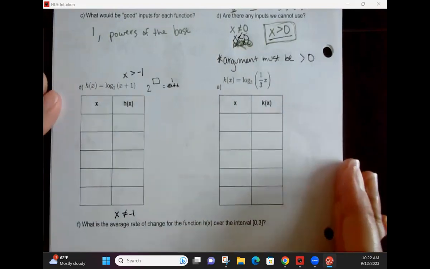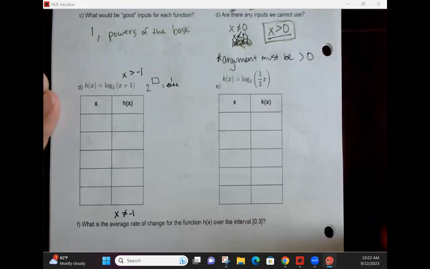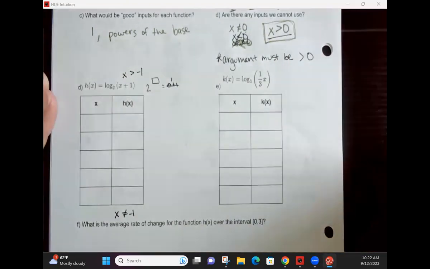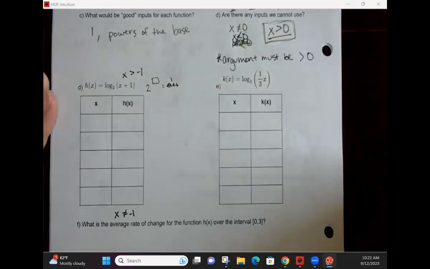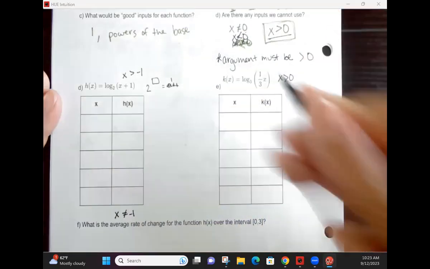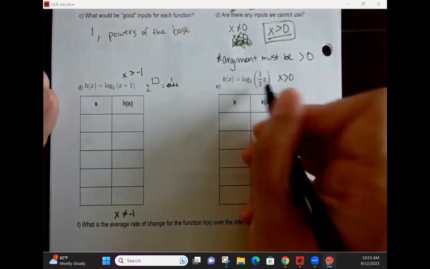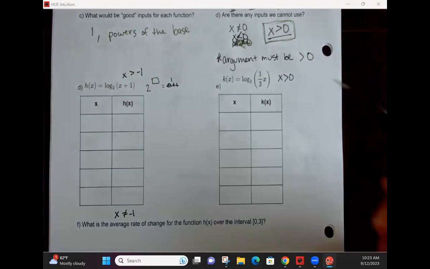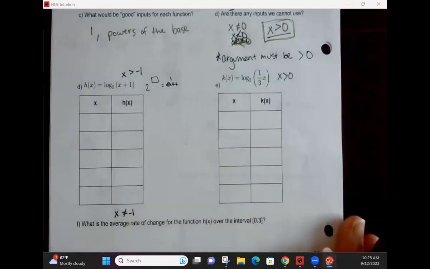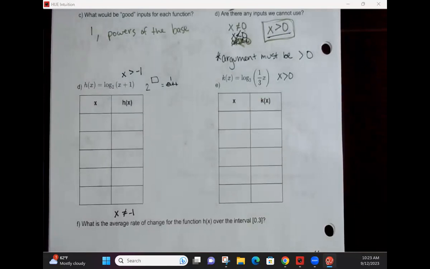How about for E? What do I have to limit my input, my x values, to for E? Yeah, my x values have to be greater than 0 here. Since we're multiplying, if it's 0, that makes the argument 0, which is not okay. If it's negative, that makes the argument negative, which is not okay. I would like you to try D and E. We talked about what kind of values you can use. I would like you to create a table now for D and for E.